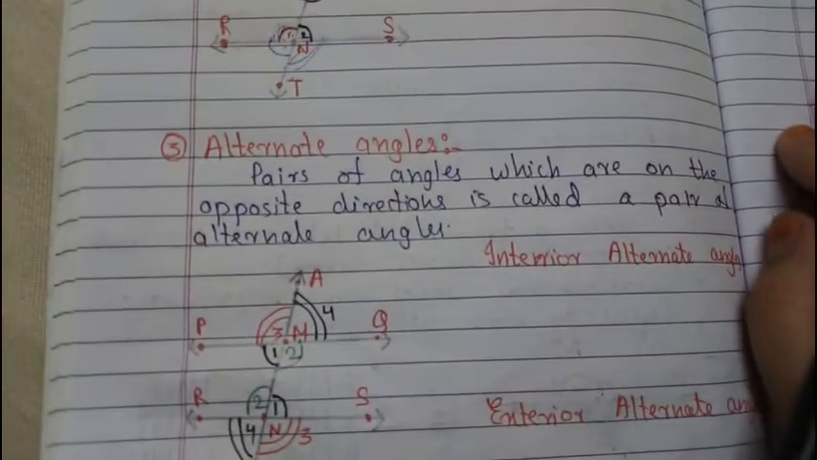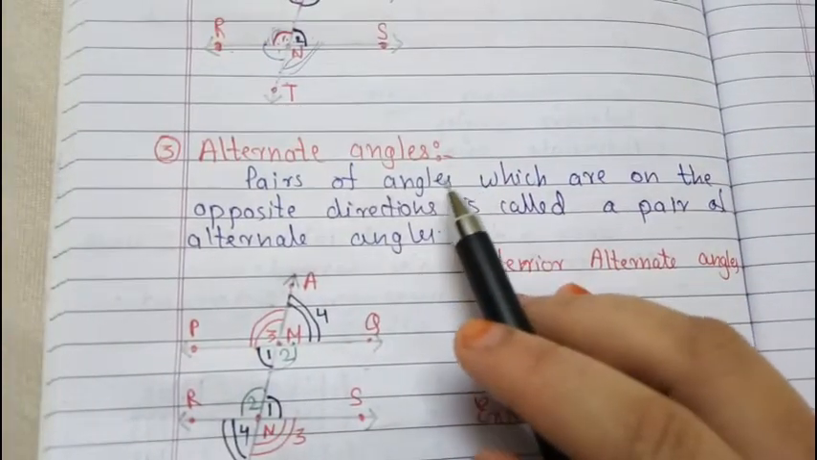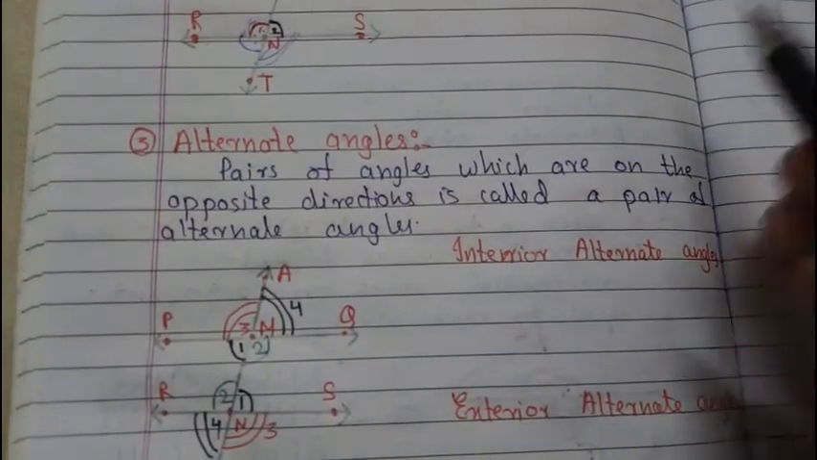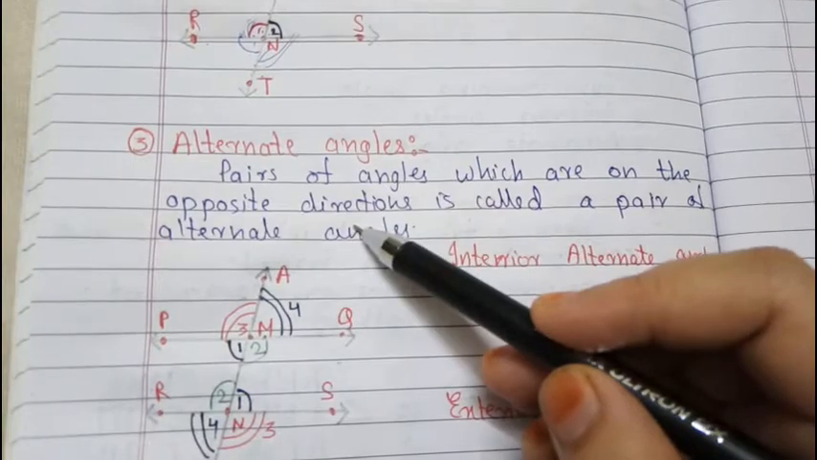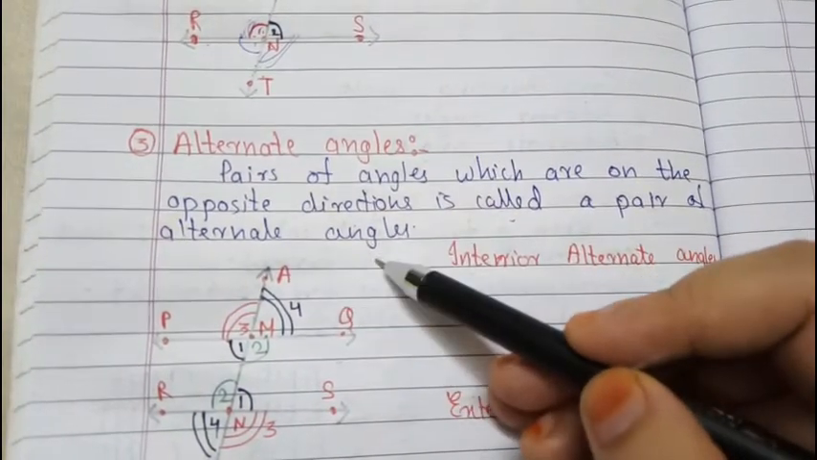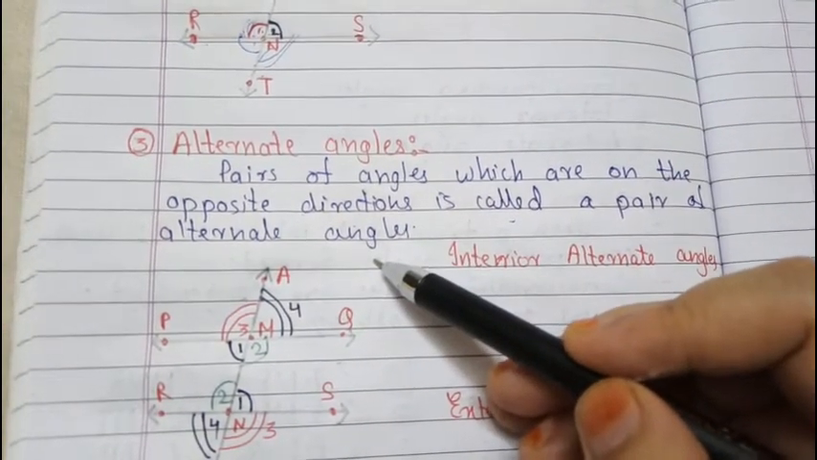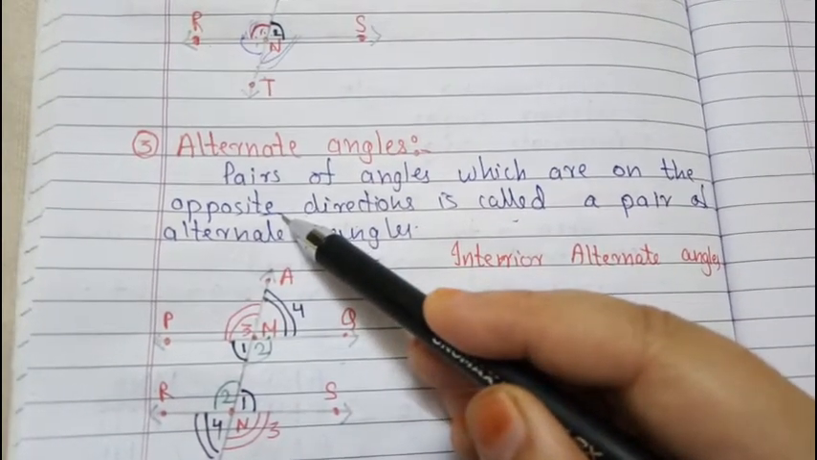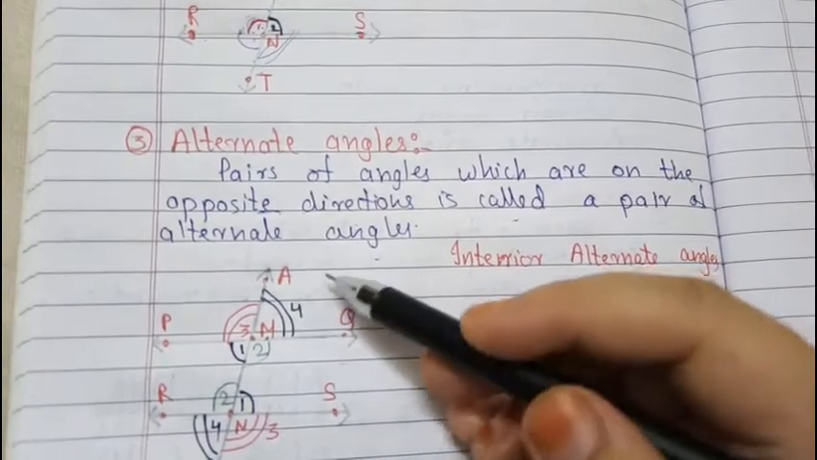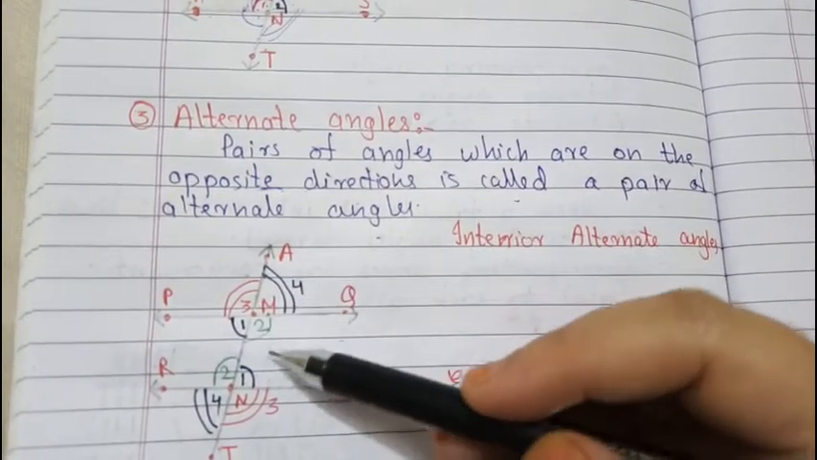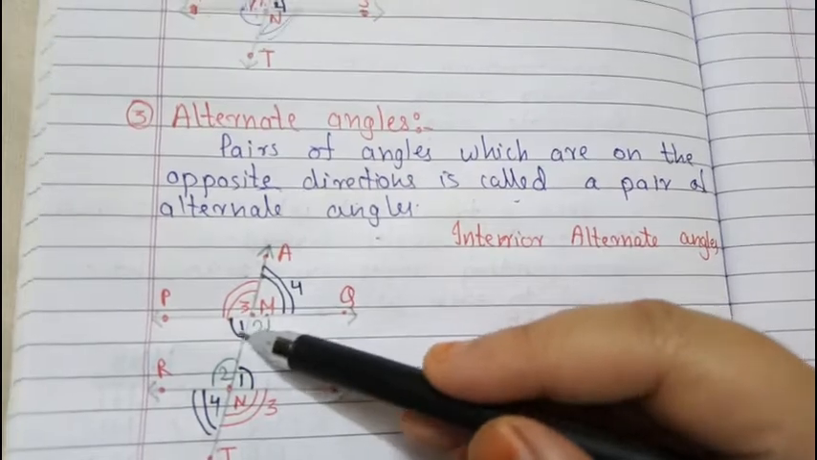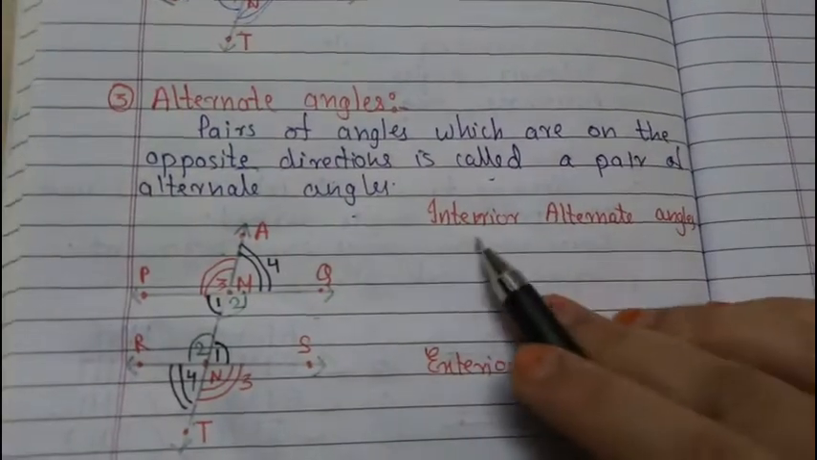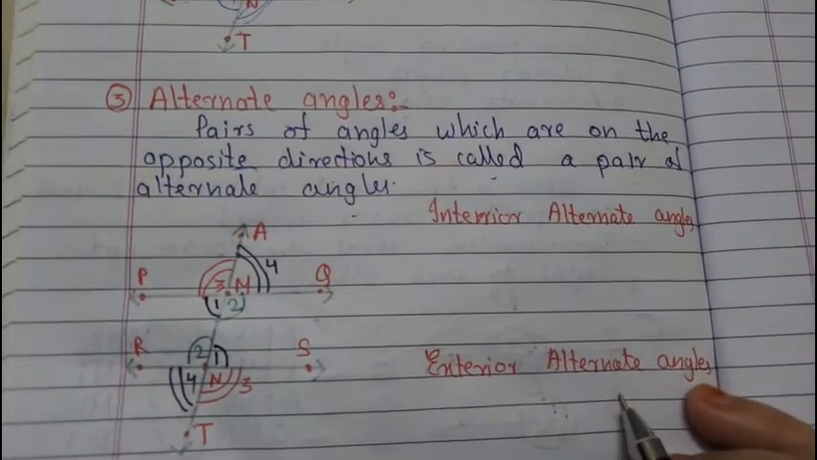Now next is the alternate angles. Okay, student, so let's see what these are. A pair of angles which are in the opposite direction is called a pair of alternate angles. Here only one condition is there, that the angles should be in opposite direction. So these are alternate angles. Among alternate angles there are two types: interior alternate angles and exterior alternate angles.